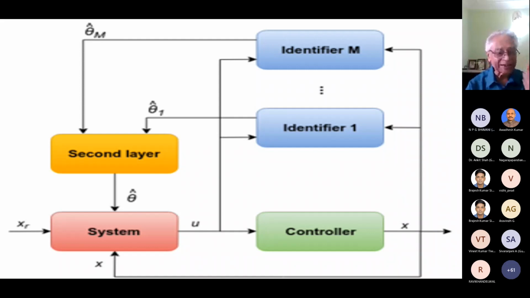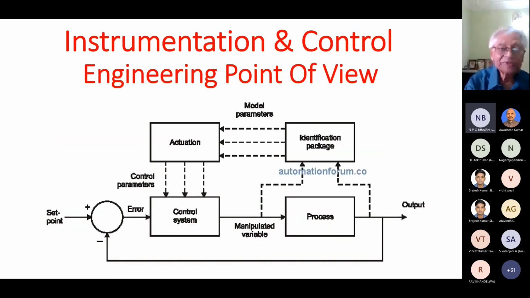So there are three inputs again to the system. One is theta cap, one is XR, the reference input, and the other one is output X. So with these three inputs, the system generates an input for the controller, in the form of Y, and the controller finally gives the output in the form of X. So this is another form of explaining the adaptive control.